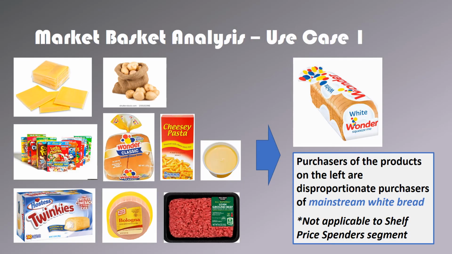We see a pattern here where the products that tend to predict purchase of mainstream white bread tend to be lower cost and or processed items. This indicates that the type of bakery products purchased by Social Market's customers may be indicative of their overall shopping habits and preferences. This inference is supported by the fact that we see no evidence of this relationship in the shelf price spender segment, which tends to be more oriented toward fresh produce and refrigerated products.